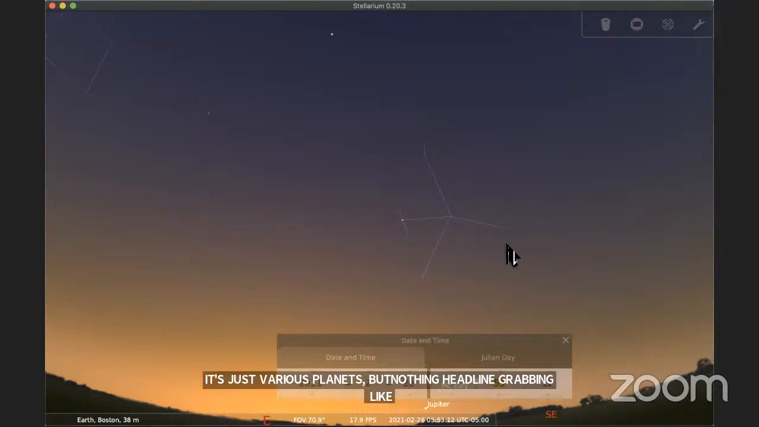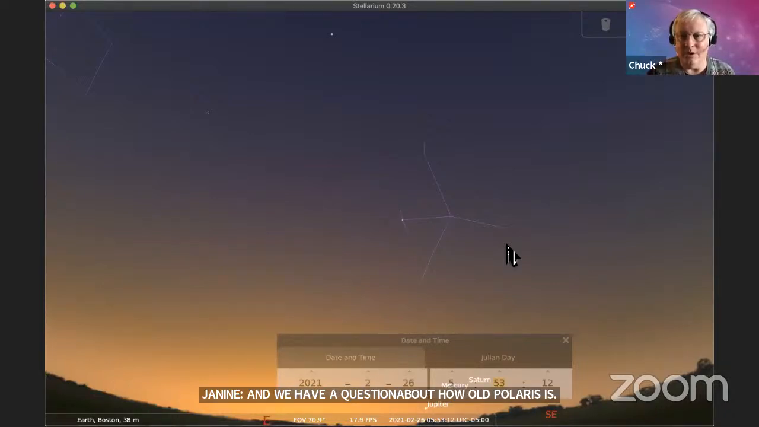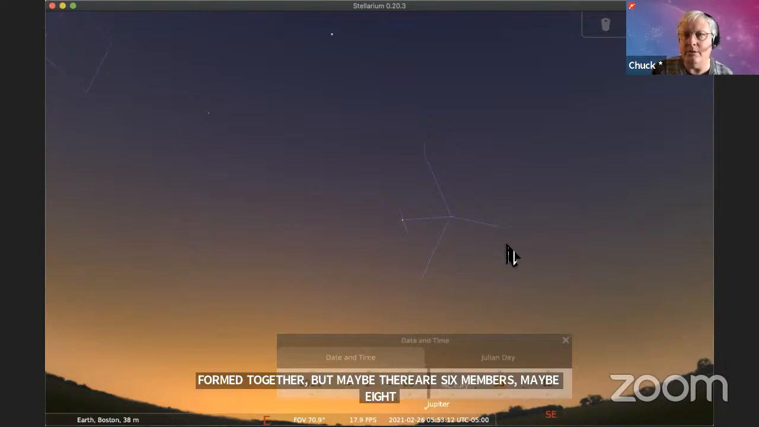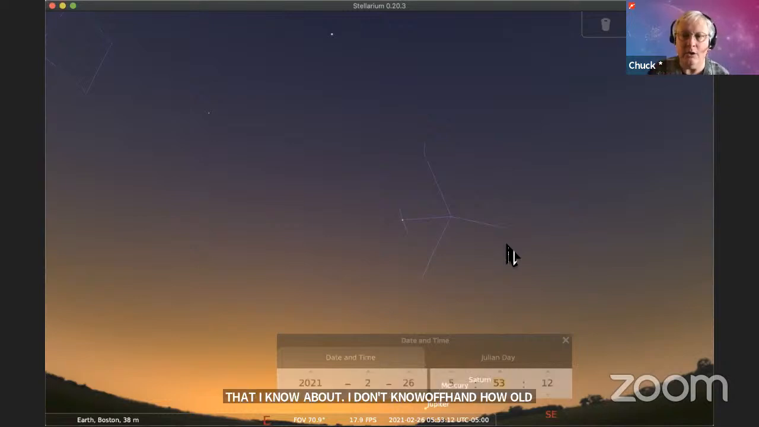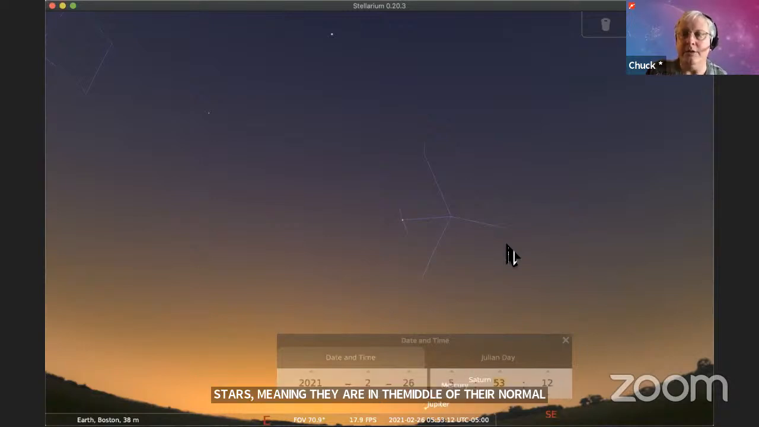And then we have a question about how old Polaris is. I don't know if we know the answer to that. Polaris is actually a multiple star. We think that all the stars form together, but there are probably at least 6 members, maybe even 8 that I know about. I don't know offhand how old those stars are, but those stars are what we call main sequence stars, meaning that they are in the middle of their normal lifetimes. And those stars can last for millions, if not billions of years.